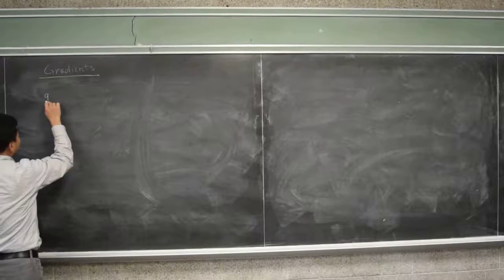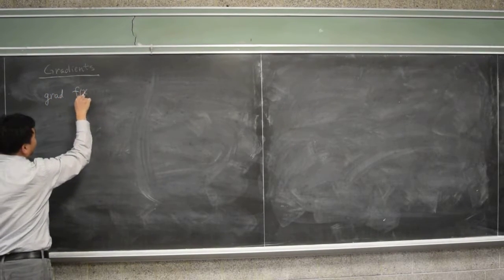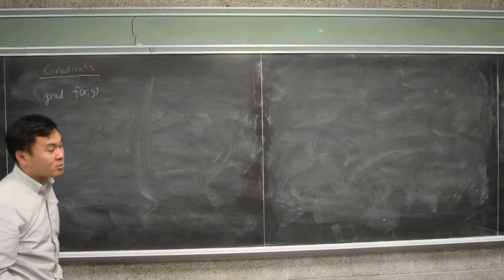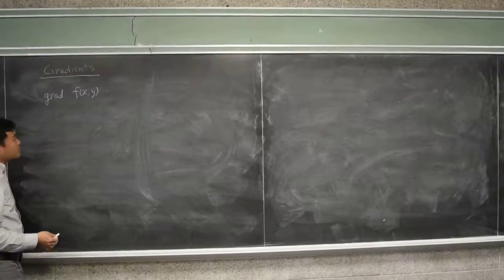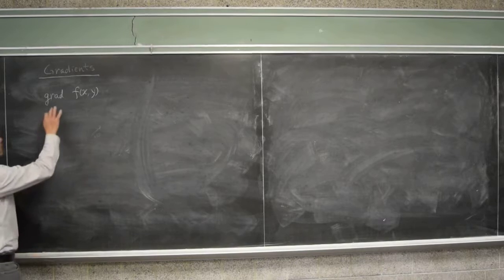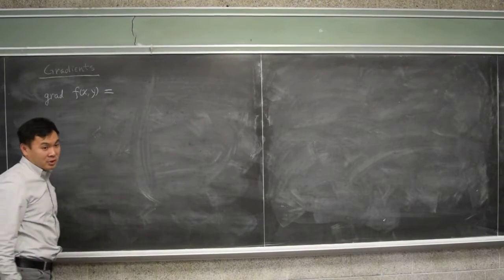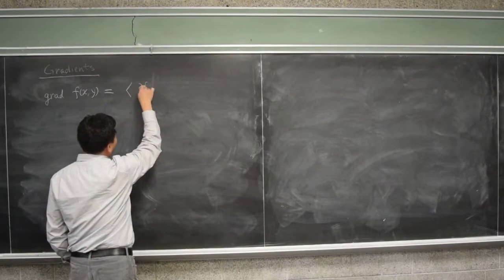So let's say you have a function of two variables, or you can also have three variables. Gradients are defined for any multivariable function. A gradient of a two-variable function is the following. It's simply a vector made up of its partial derivatives.